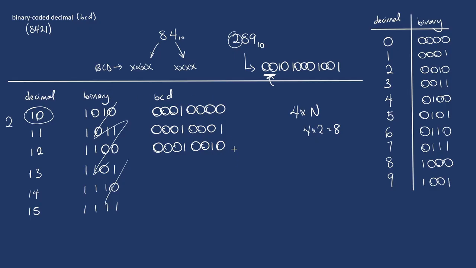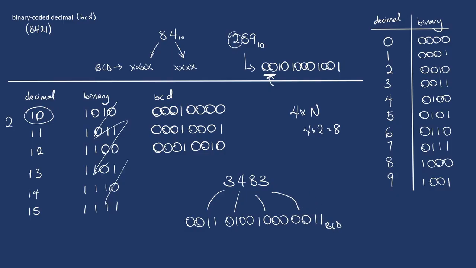So that's all there is to working with binary coded decimal. Let's work with 3483. You pick each digit and you convert it to its binary equivalent: 0011, 0100, 1000, 0011, and then you join them together end on end and concatenate them. So that's really all there is.